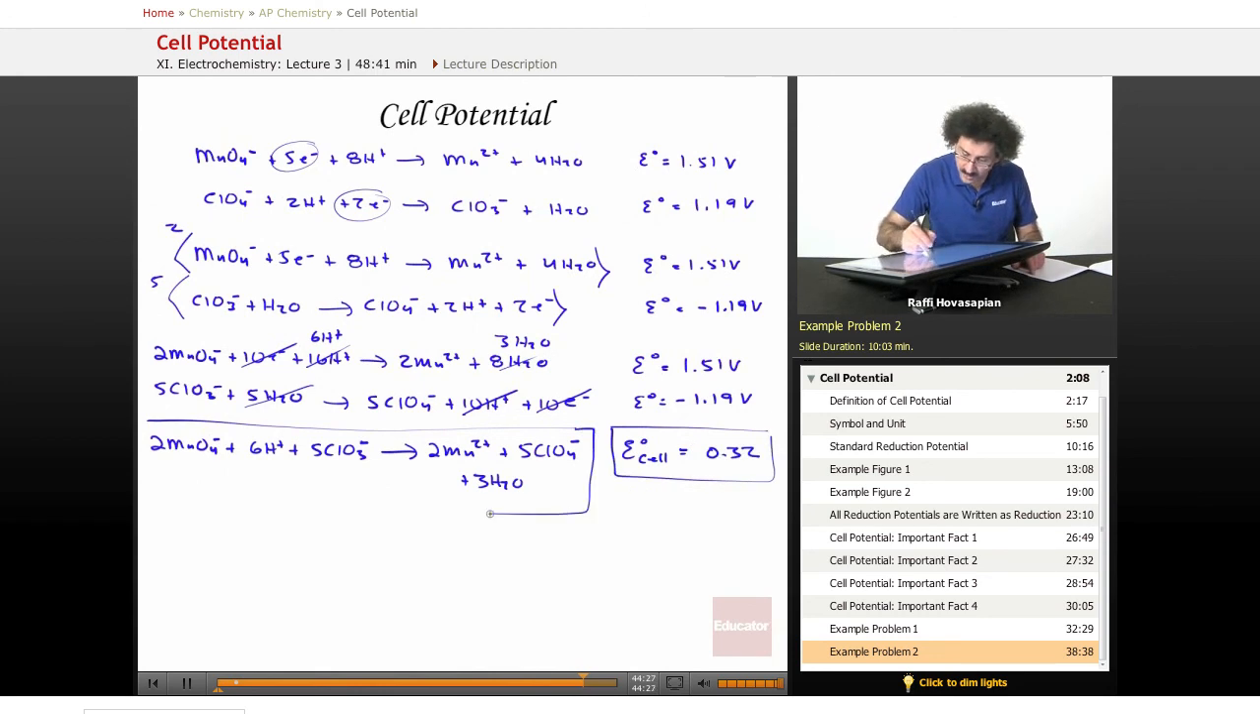So there we go. If I create a cell based on permanganate and chlorate, the potential for that cell is 0.32. That is a measure of the tendency for this reaction to happen if I were to close the circuit. That is what's going on. Now, notice all of these species are ions.